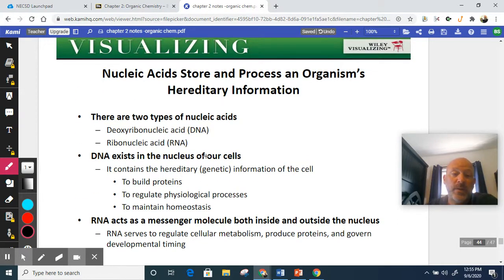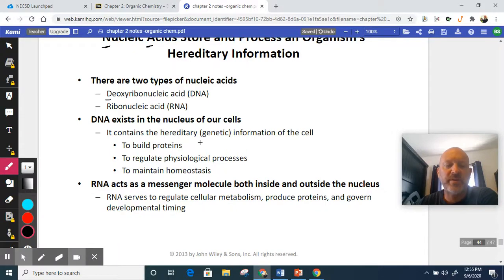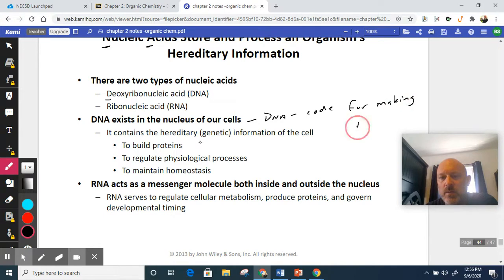When it comes to nucleic acids, remember, this is the NA that we see in DNA and RNA. DNA is deoxyribonucleic acid, and we find DNA in the nucleus of our cells. The nucleus is where DNA is always kept. That's where your hereditary information is. So what is DNA? DNA is a code for making proteins. We use this code to build proteins and to maintain homeostasis.